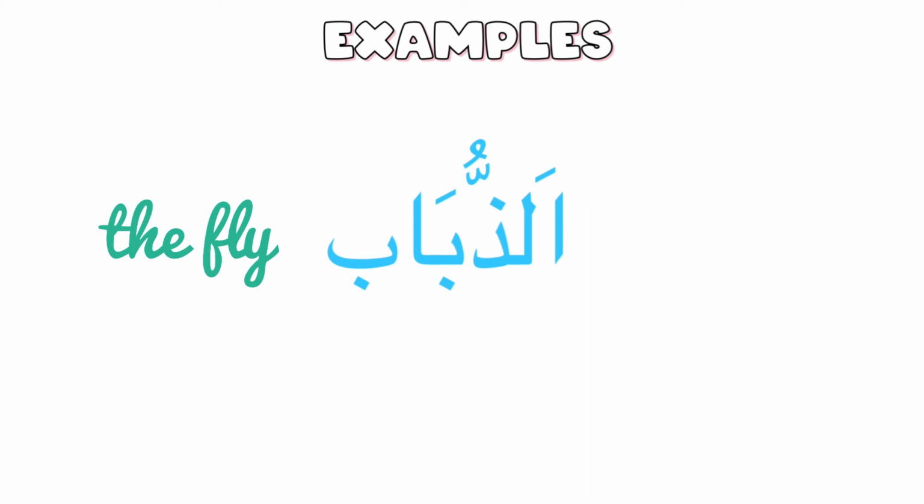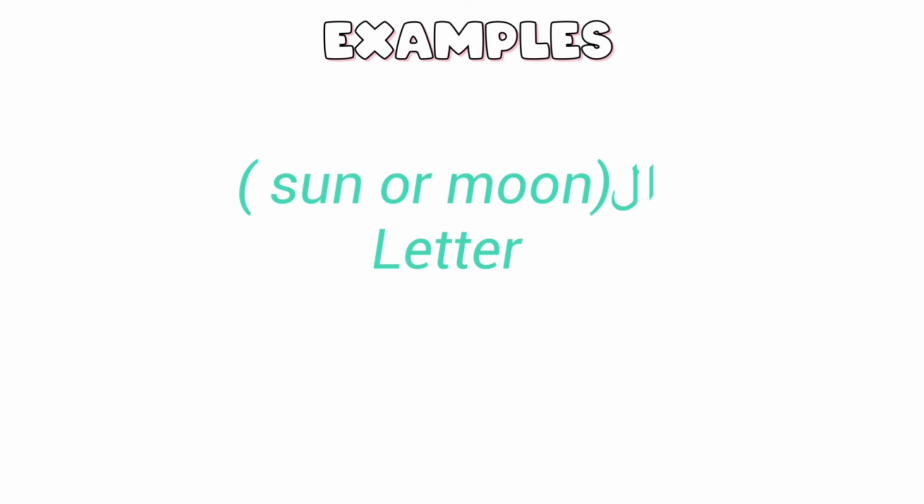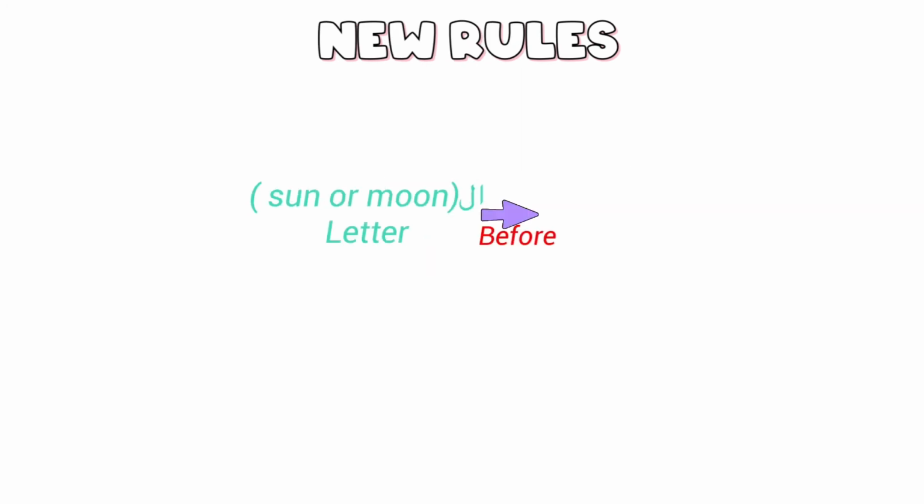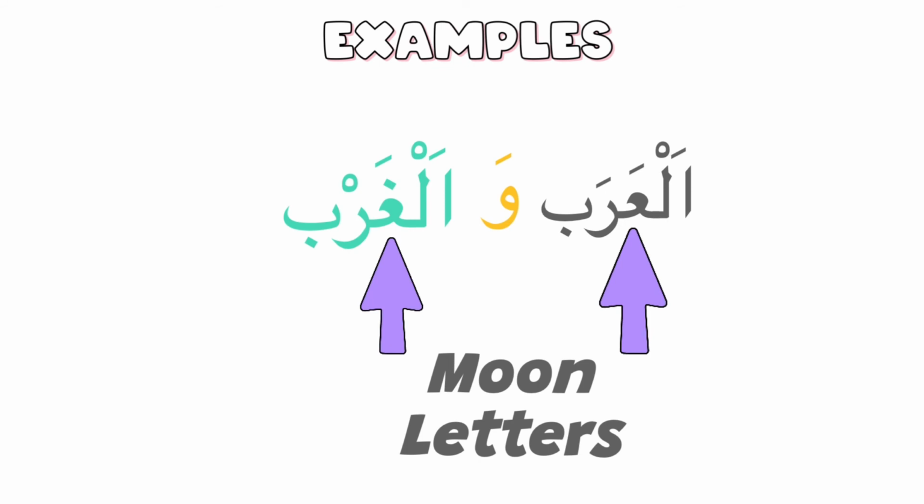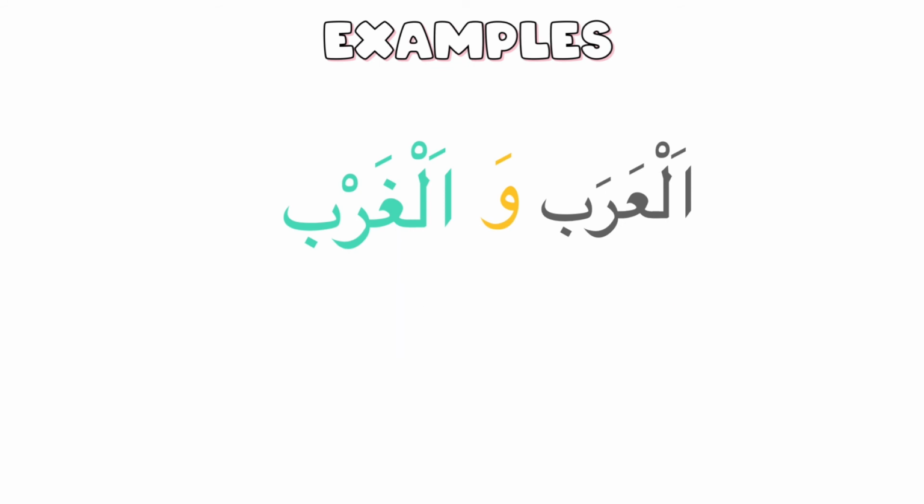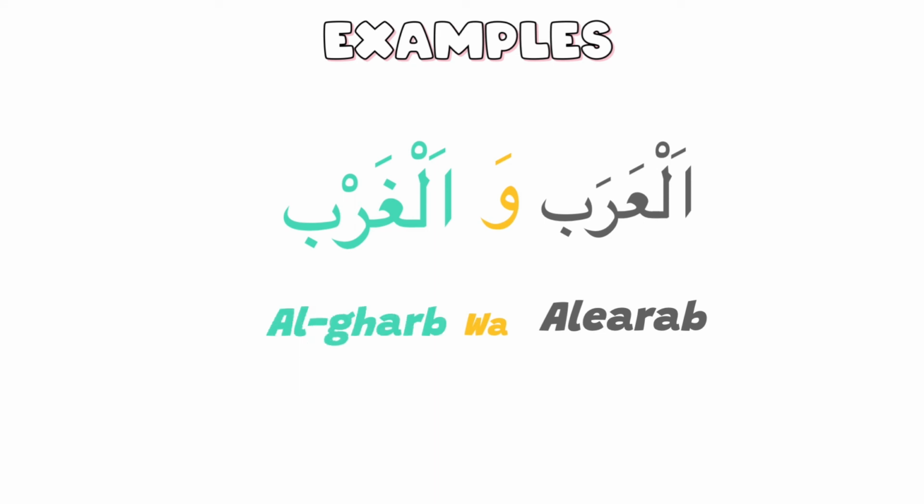Now here is the case. What if the al was found there and before the alif there was a sun letter, not after it? Like for instance, this phrase or sentence. If we read this sentence, العرب والغرب, you will end up reading it like this, and sorry to tell you, this is wrong. This is not correct to read.